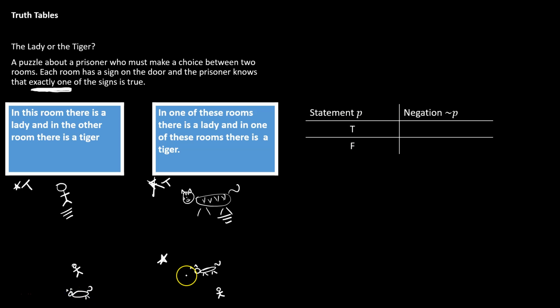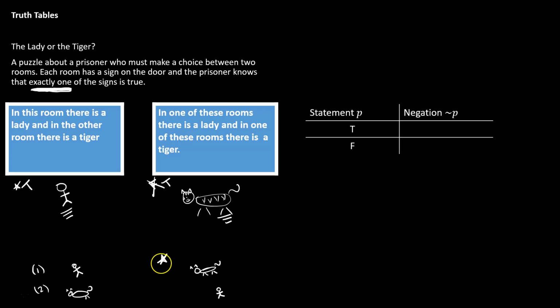So if the second door is true, then we either have this case, case 1, or this case, case 2. In case 1, the lady is in the first room, the tiger is in the second room. In case 2, the tiger is in the first room, the lady is in the second room. So if we're starting with the assumption that the second door is true, the only way for us to figure out the real case is we need the second door to be false.